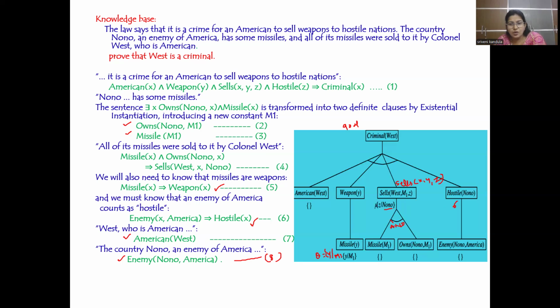So now if I have all these 4, I can reach my goal. Here, American of X, weapon of Y, sells X, Y, Z, hostile of Z. So if all these are solved, then I can reach criminal of X. Okay, so this is how your backward chaining will work. So we will be starting with the leaf nodes or the atomic statements, and from there we try to prove this complex sentence. Let us see the same with the help of the algorithm.